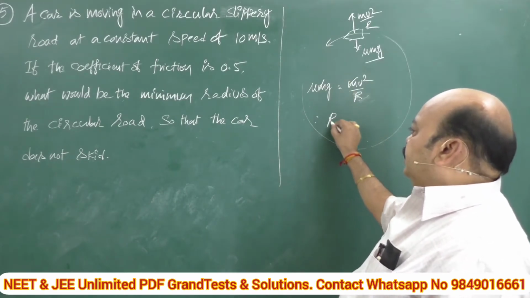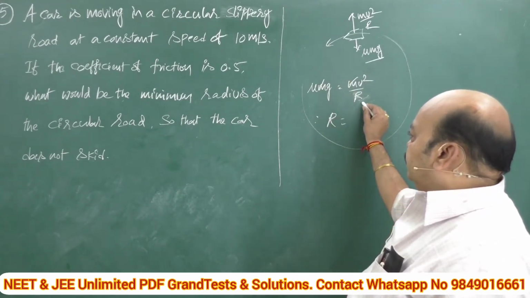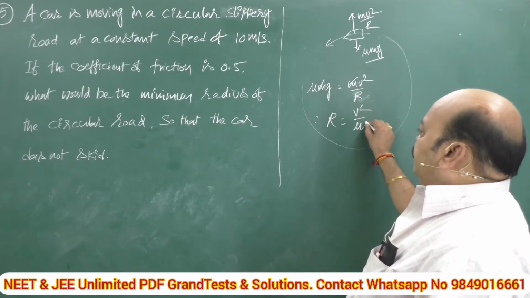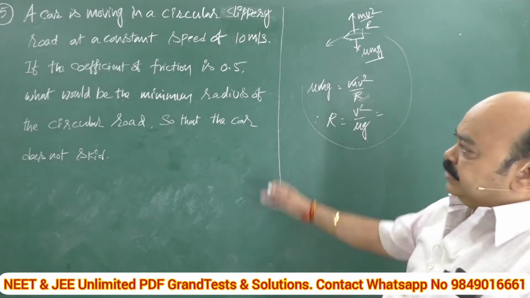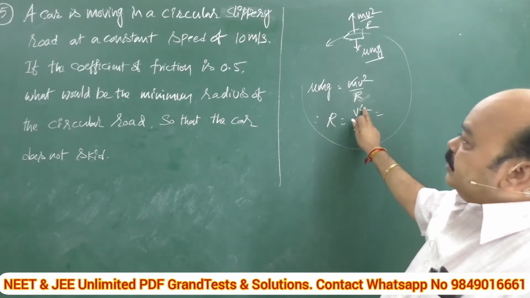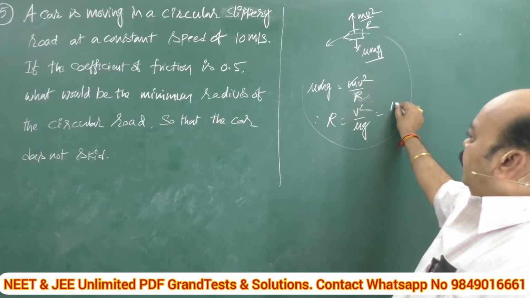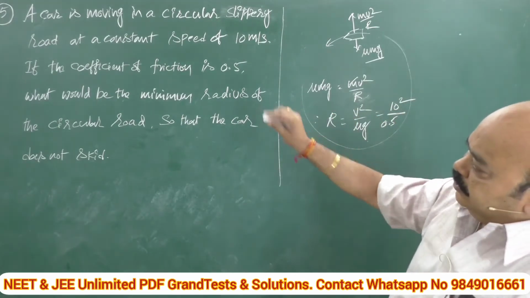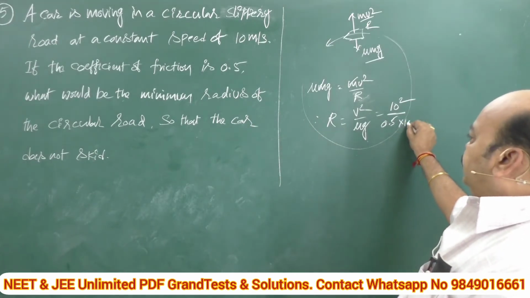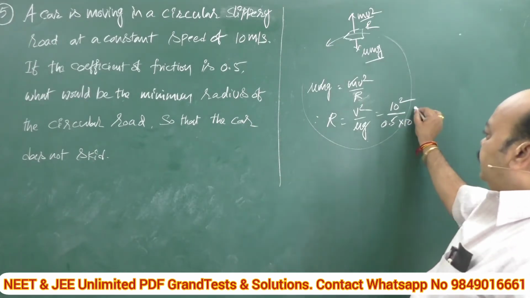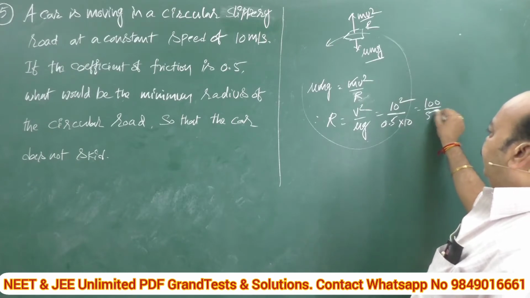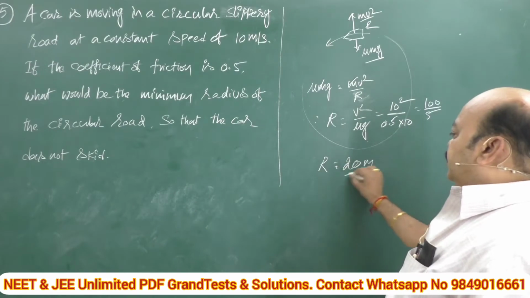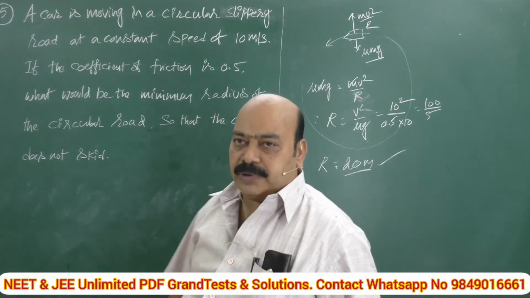We need the radius of this path. R is equal to v square by mu g. That's it. Now let's enter the data. What is the velocity with which it is moving? That means 10 square by the coefficient of friction, which is given as 0.5, and g value take it as 10. Then it is nothing but 100 by 5, which in turn gives the radius, and since it is a radius, we have to give the units of meters.